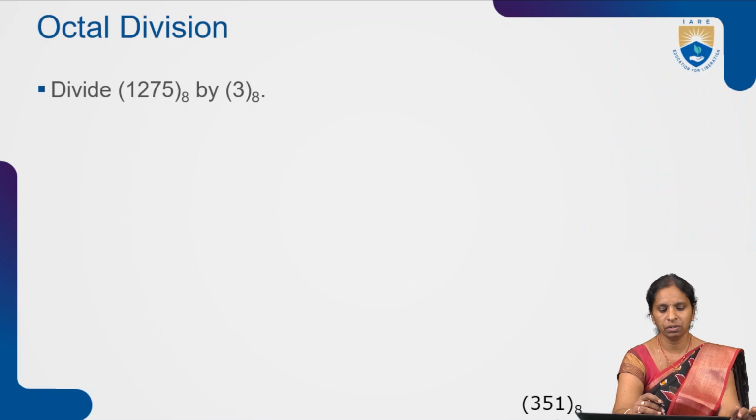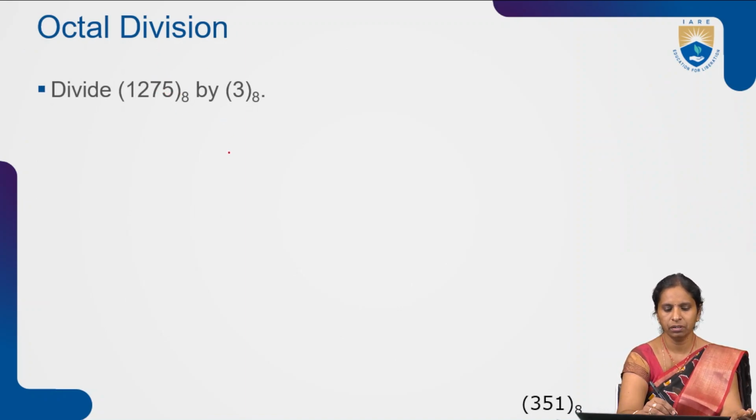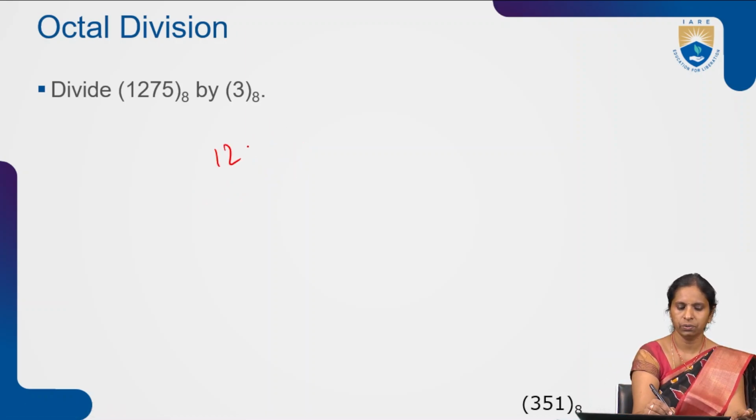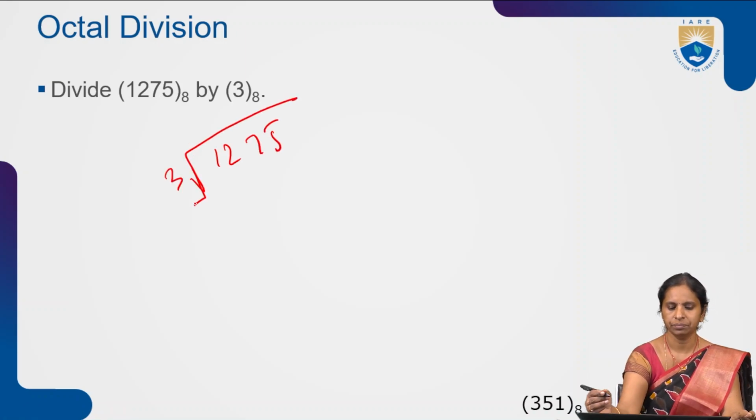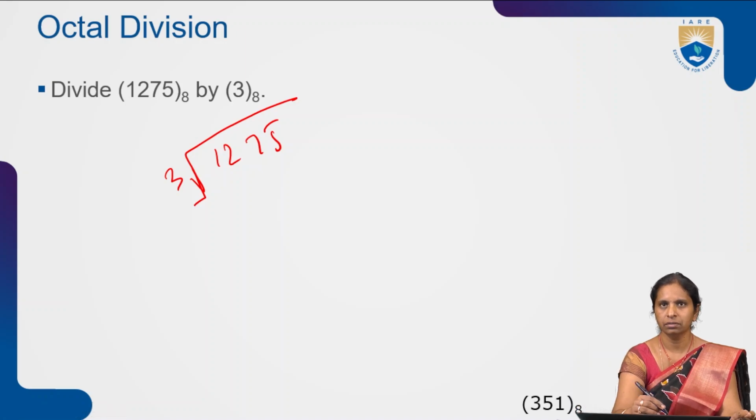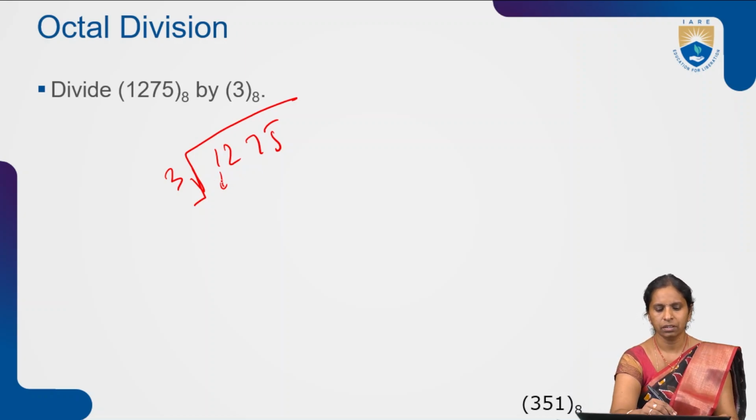So for example, you want to divide the number 1275 by 3. Then how do you perform this division? So 1275, 3 you want to divide. Here, what is the number you got? 1. So 1 is less than 3. Therefore, you can't go here. Then you have to take the next digit also, 12.